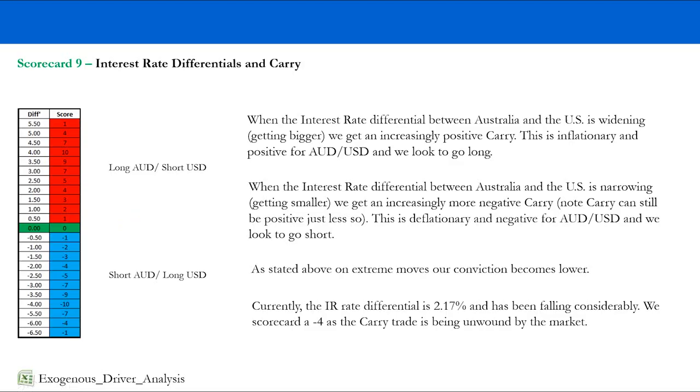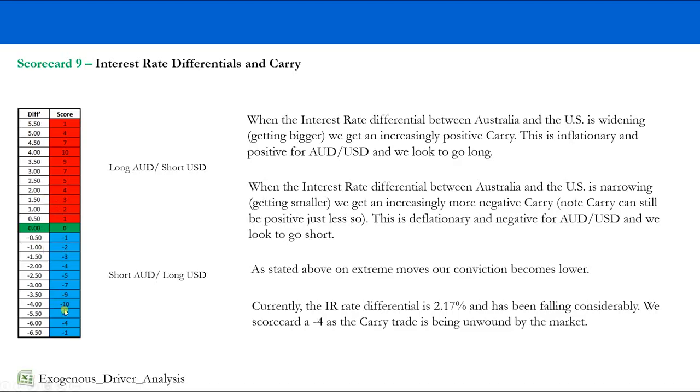So when we have this deflationary condition, so when the interest rate differential between Australia and the US is narrowing, so getting smaller, as we can see here on the scale, we're getting an increasingly more negative carry. Now, just remember, carry can still be positive, but just less so. So not going negative in absolute terms, it can still be positive in absolute terms, but the carry is depleting. And that's deflationary and negative for Aussie dollar, US dollar, and we look to go short.